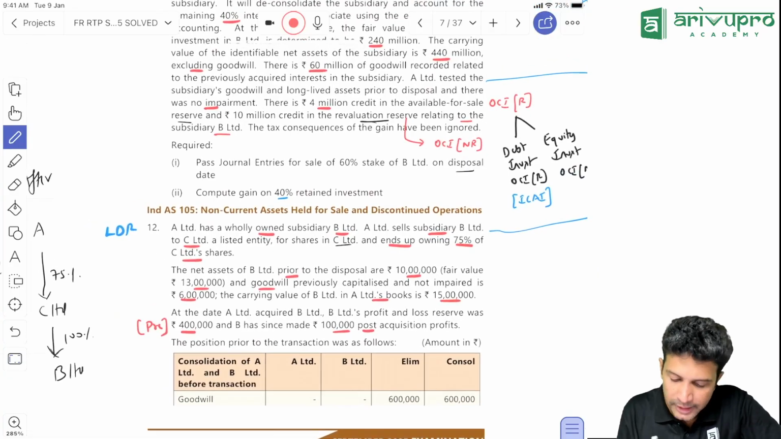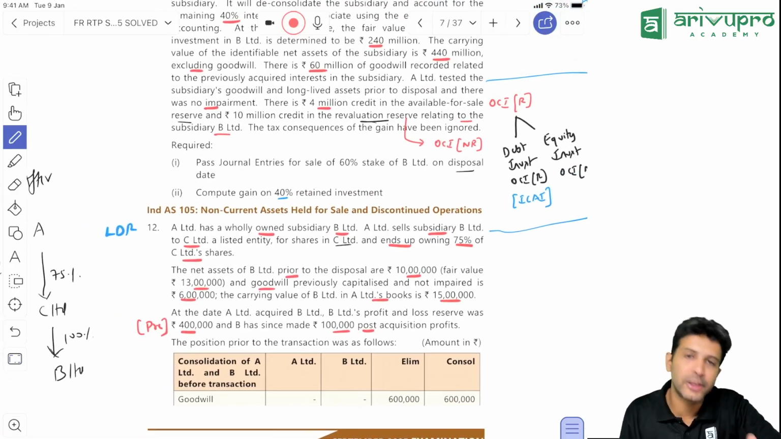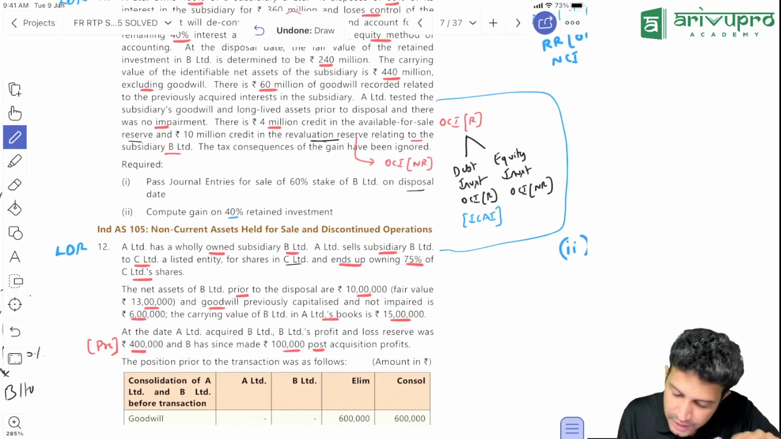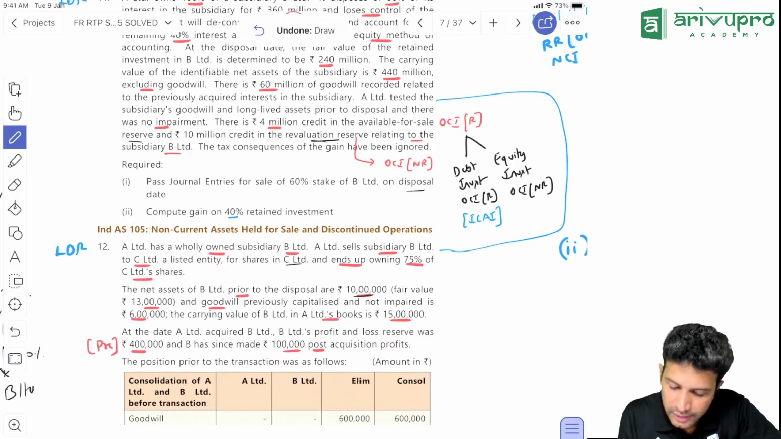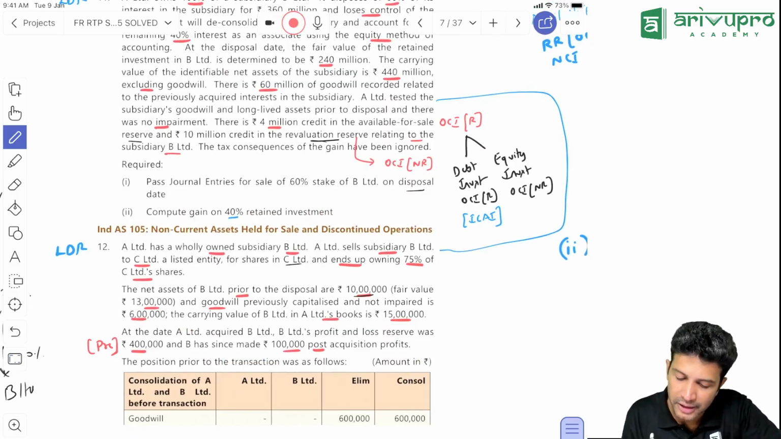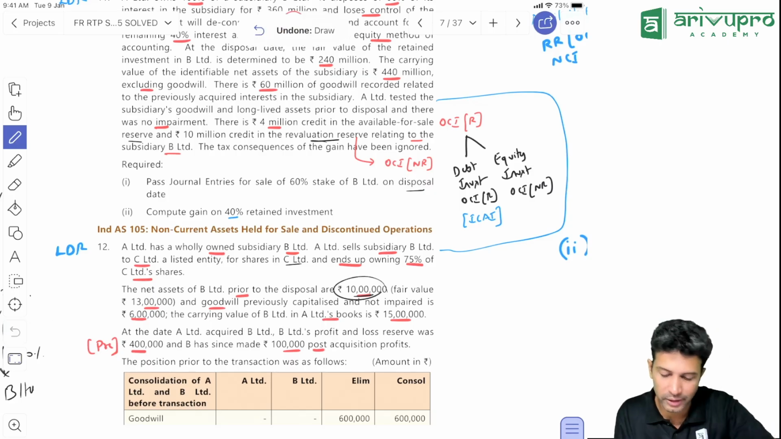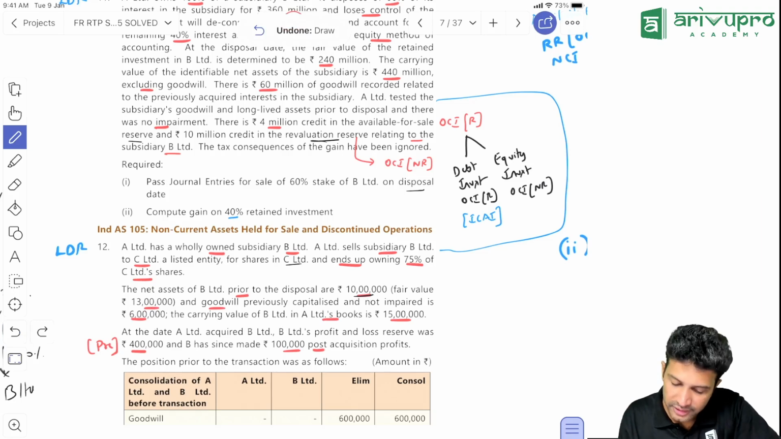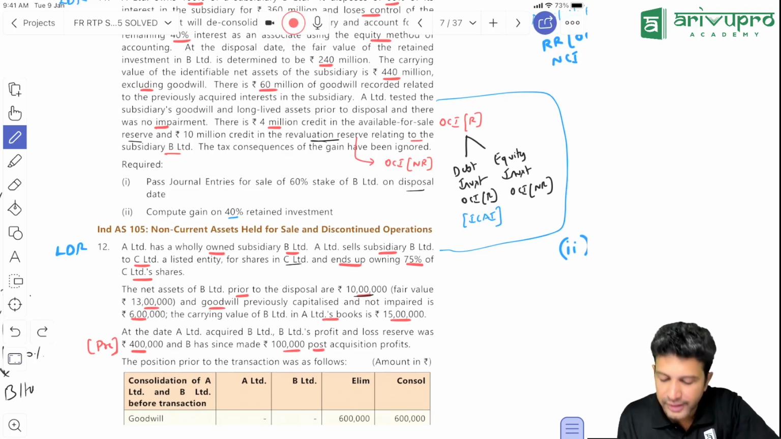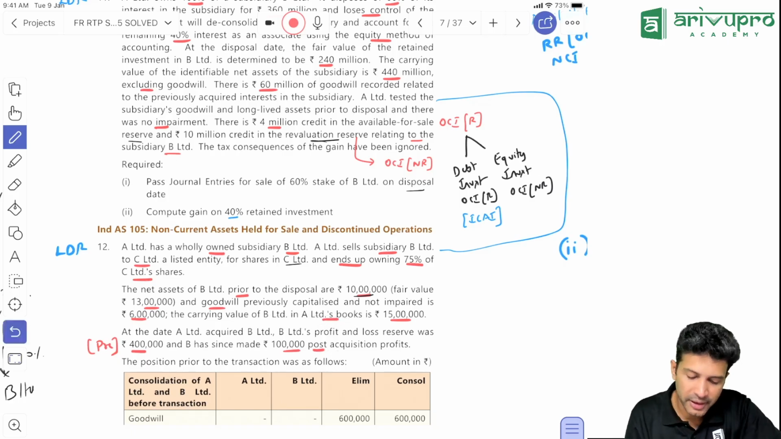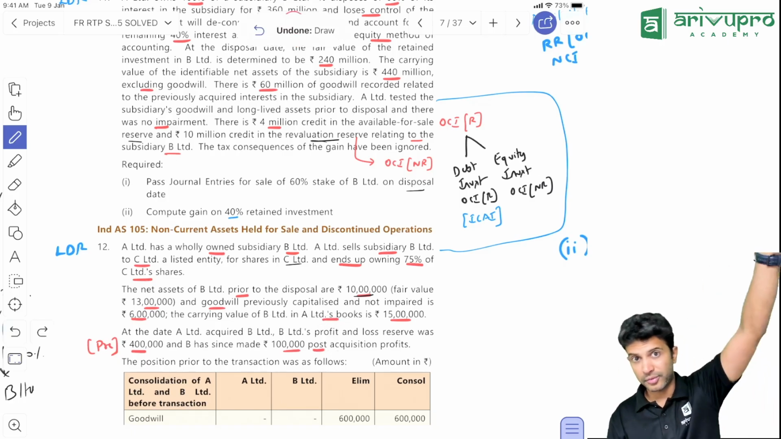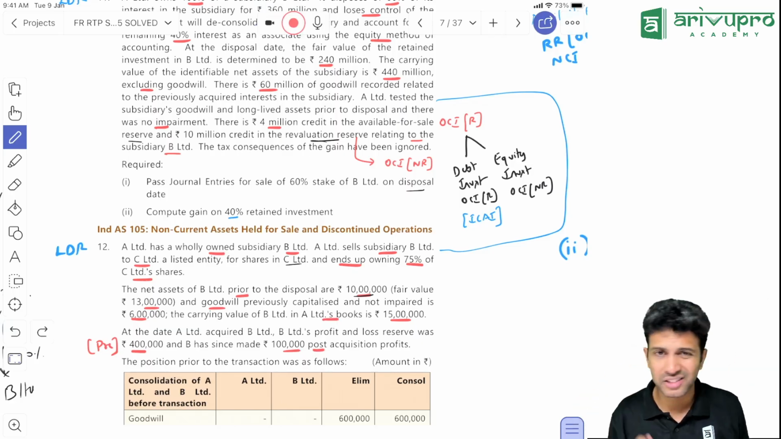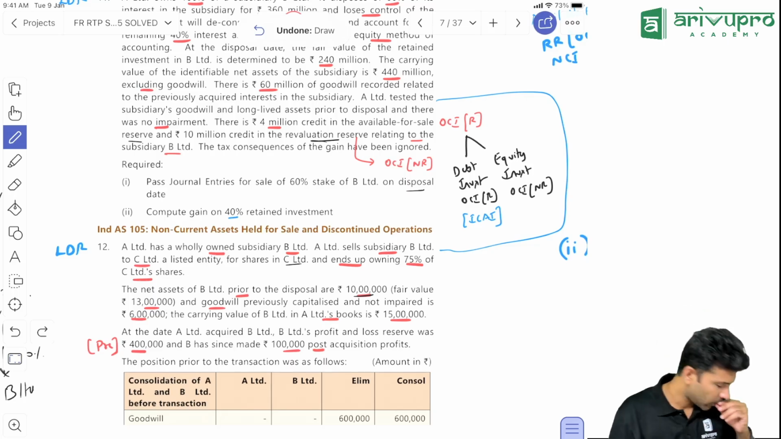Okay, first para. The net assets of B Limited prior to disposal. Before this change happened, B's net assets were 10 lakh, fair value 13 lakh, and goodwill previously capitalized, not impaired, is 6 lakh. Excluding goodwill, it is 10. Goodwill is 6 lakh. At the date A Limited acquired B Limited, the P&L was given. At the time A got control over B Limited, the reserves were given. These are all pre-acquisition reserves and surplus.